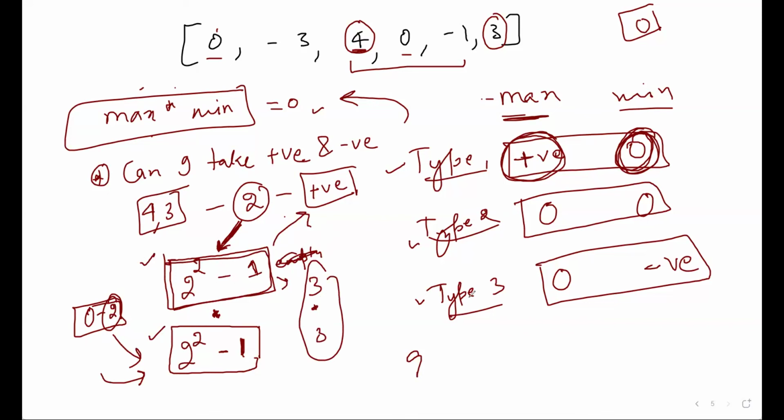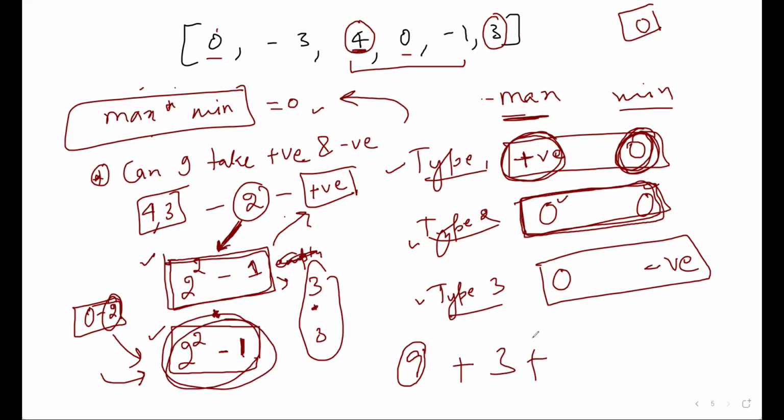Now, for type 2 you can tell directly. For type 2, maximum and minimum, you need only subsequences which contain 0. How many such subsequences are possible? This many, so plus 3. That comes out to be 12.